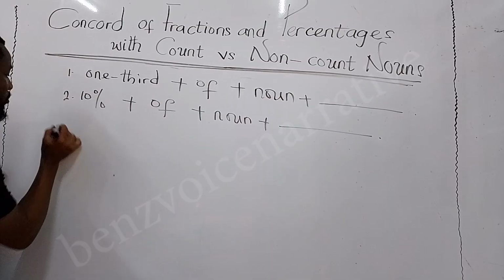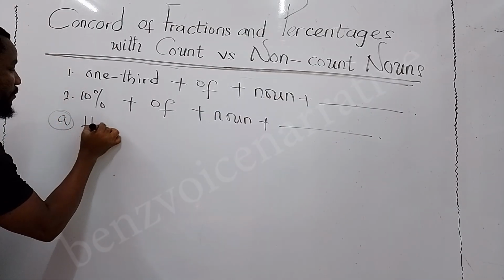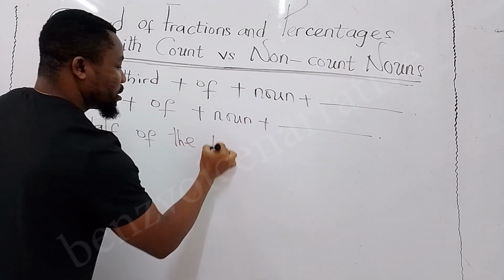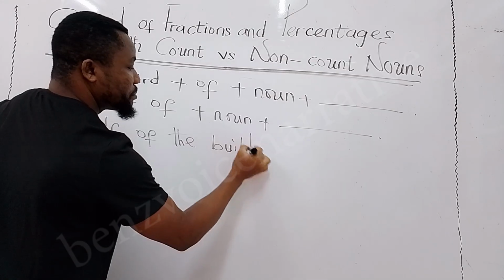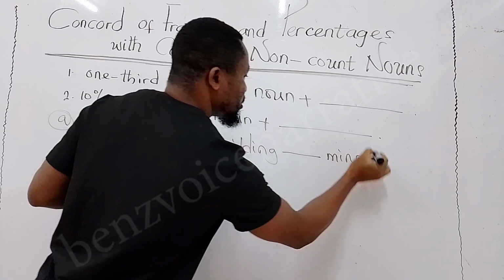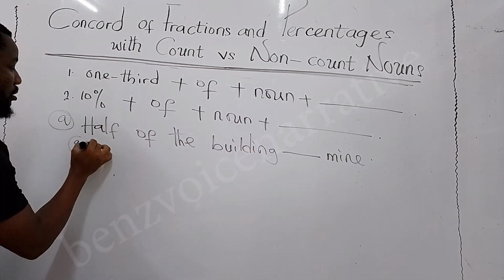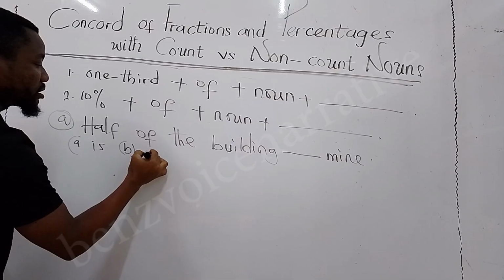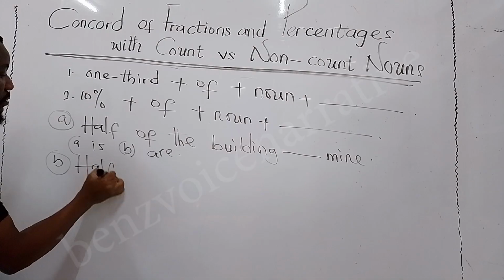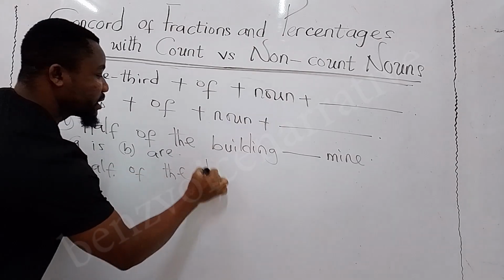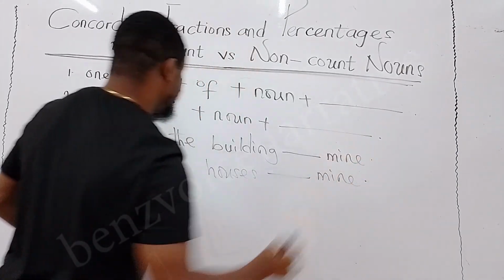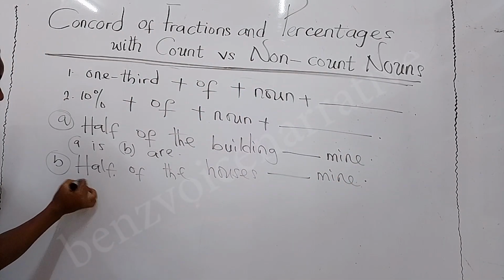Another example: half of the building dash mine. A is, B are. Let's just stop there. Another example: half of the houses dash mine. So let's have the same options.